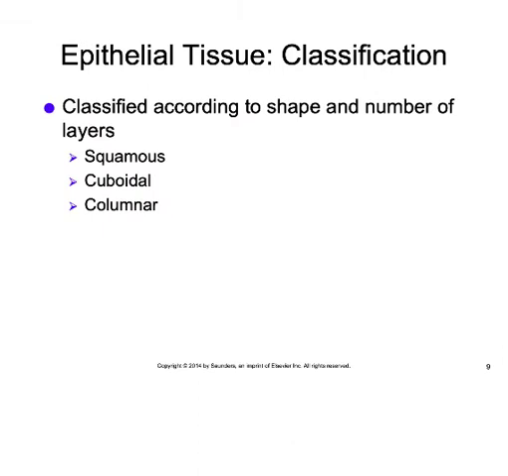We can class epithelial tissue according to the shape and the number of layers. The shapes include squamous, which is pancake shape, cuboidal, which is box shape, and columnar, which is post shape.